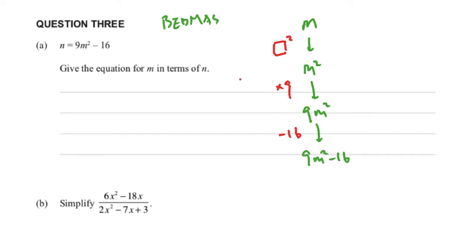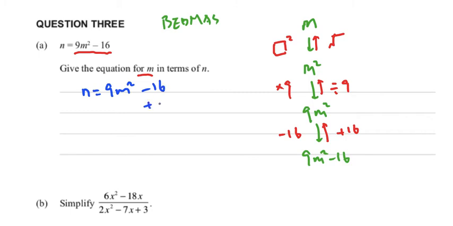But now we're going to go backwards. We want this whole thing unwrapped so that we can have m equals to something, because that's precisely what's being asked. Give the equation for m in terms of n. So we're going to make m the subject, m equals to, right? So this is precisely how you go backwards. If you go backwards, you have to reverse the action. Minus 16 is going to be plus 16, and times 9 is going to be divided by 9, and square is going to be square root. That's what you get for all the actions.